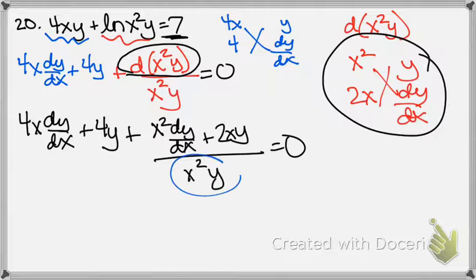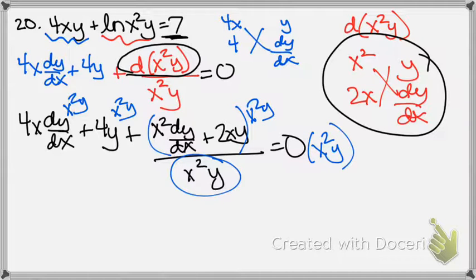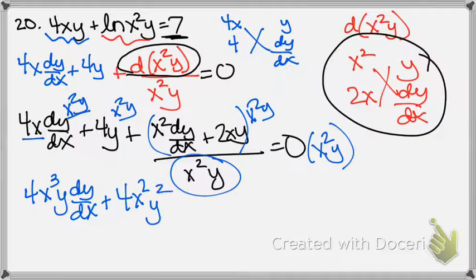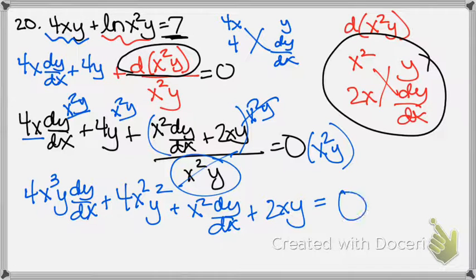I'm going to get rid of this. Multiply every term by x squared y. So I'm going to squeeze an x squared y here, an x squared y here, an x squared y here, and an x squared y here, but that's 0, so it won't matter. Okay? So I have a 4x times an x squared y, 4x cubed y, dy dx. Here I have a 4x squared, and now I have y squared. Here this cancels. And now the problem looks like all the others.